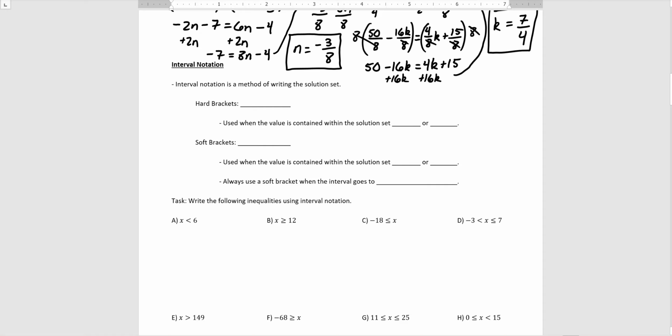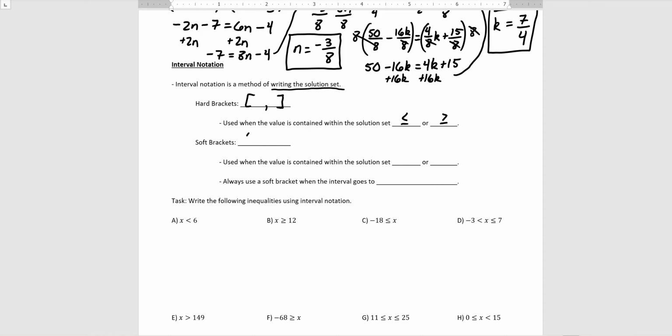Now, interval notation is a method of notating intervals. In our case, we're going to use it to write solution sets, which means when we solve inequalities, we're going to write our answers in interval notation. This might be familiar to some, or new to some. Interval notation uses two different types of brackets. Hard brackets are used when the interval is contained within the solution set, which is to say if it's less than or equal to, or greater than or equal to. If the value is contained within that set, we'll use hard brackets.